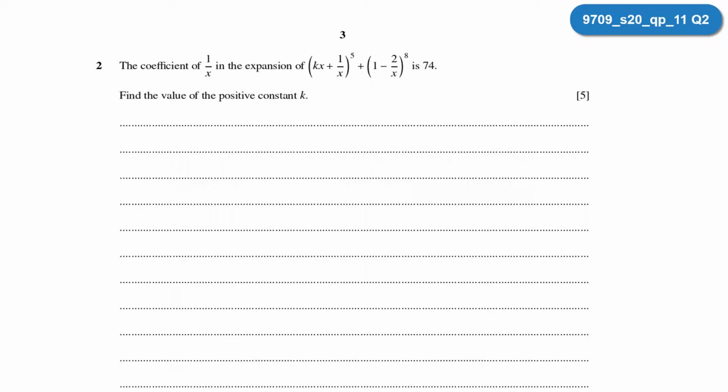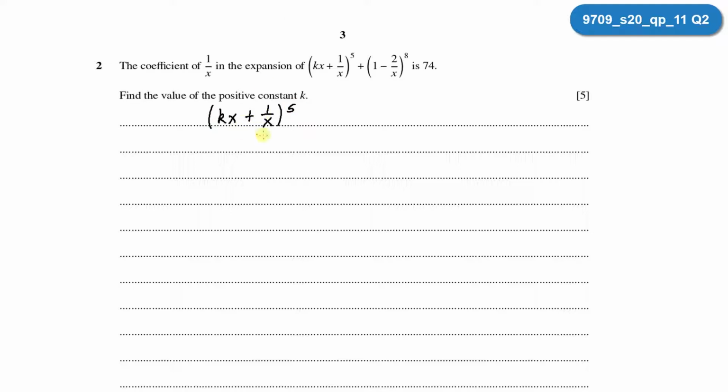Question number 2. The coefficient of 1 over x in the expansion of kx plus 1 over x to the power 5 plus 1 minus 2 over x to the power of 8 is 74. Find the value of the positive constant k. So here, let's start with kx plus 1 over x to the power of 5.